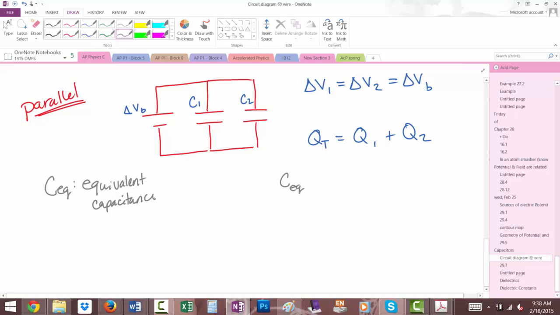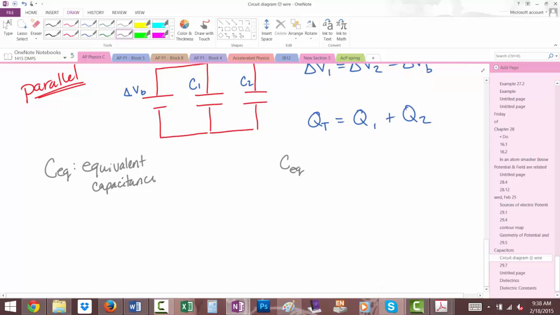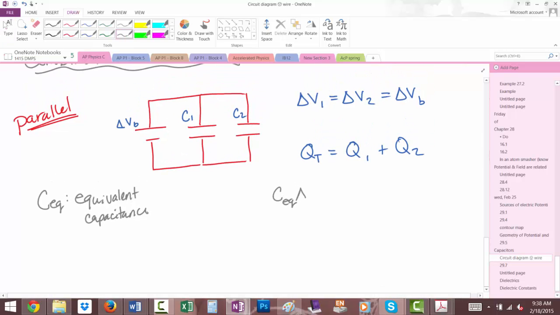Yeah. Equivalent capacitance. That means what one capacitor could I replace these two with in order to make the same situation? So C_EQ delta V total, that's like the battery, is equal to C1 delta V1 plus C2 delta V2. Is that statement okay?